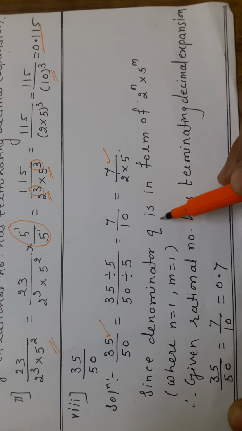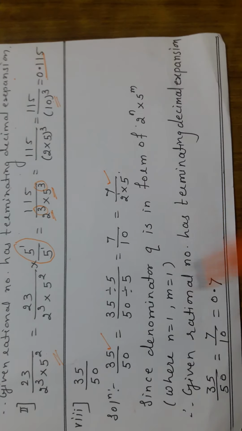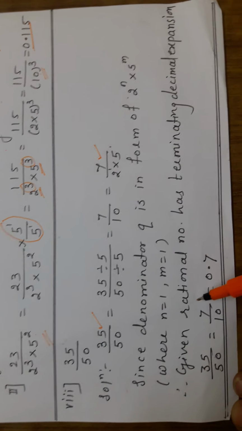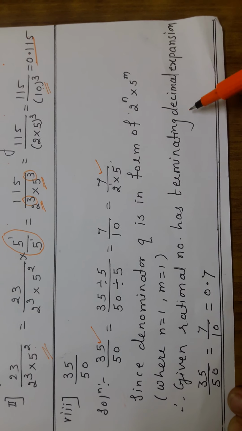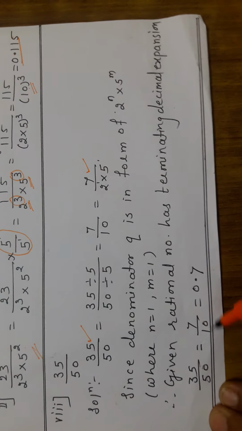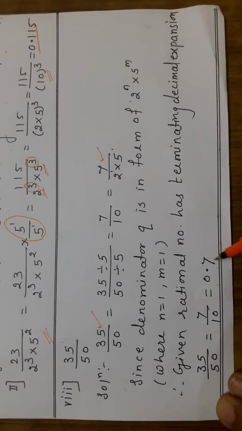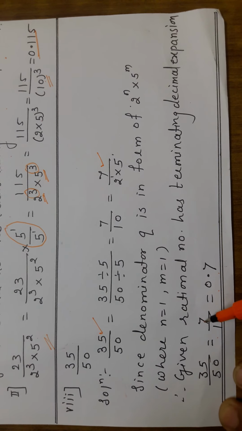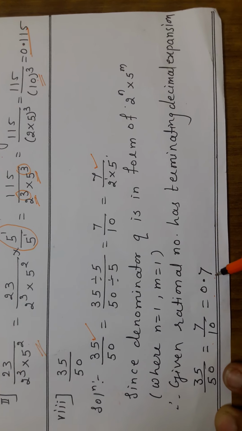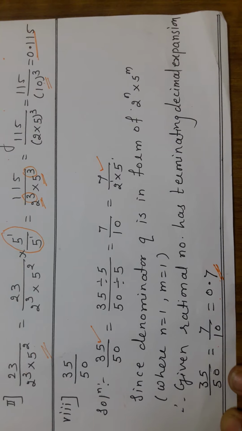Since the denominator q is in the form of 2 raised to the power n into 5 raised to the power m, where n is equal to 1 and m is equal to 1, therefore the given rational number has a terminating decimal expansion. 35 by 50 is equal to 7 by 10, which can be written as 0.7, meaning the decimal point is after one place, that's why after 7. So here we can say the decimal expansion will terminate after one place.